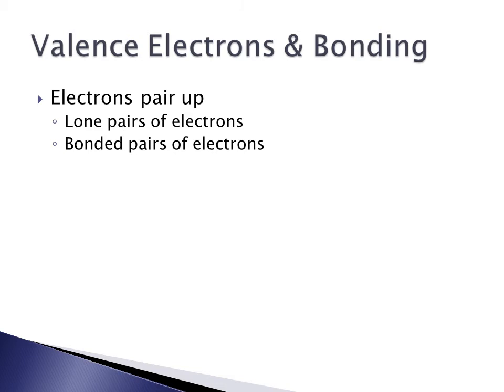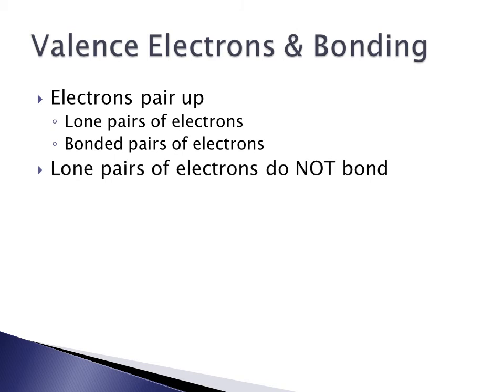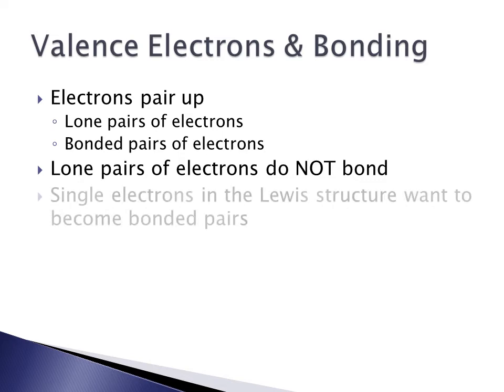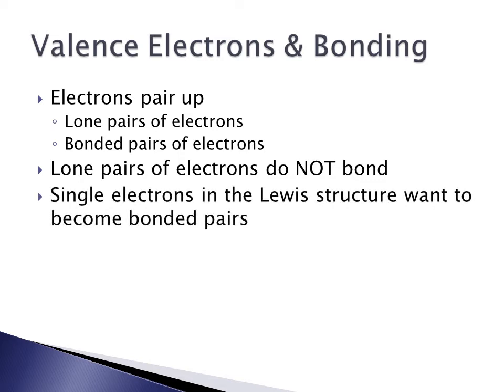Going back to valence electrons, something that we've been looking at a lot lately, electrons all will pair up. Okay, they exist in pairs. Remember, spin up, spin down. Electrons are much happier when they are paired up. We can have lone pairs of electrons and bonded pairs of electrons. Lone pairs get their name because they stay alone. They do not bond. Single electrons in any Lewis-Dot structure would like to become bonded pairs.